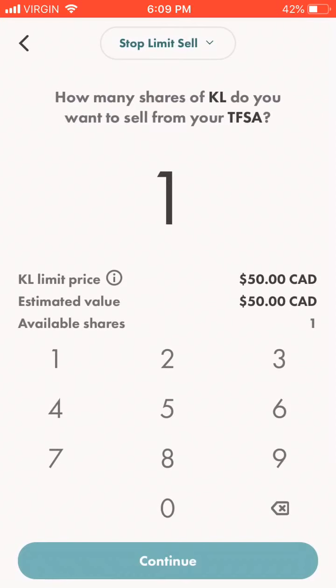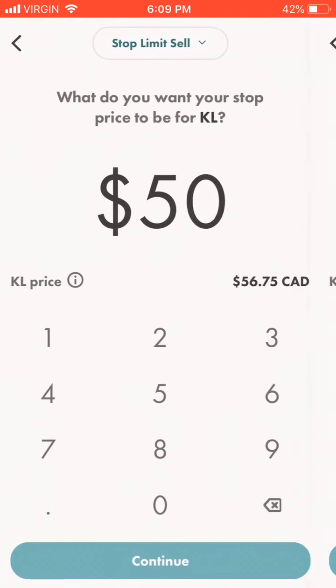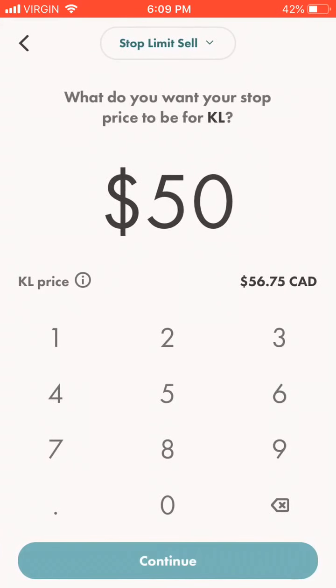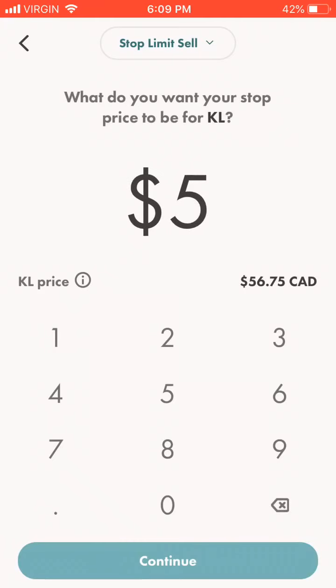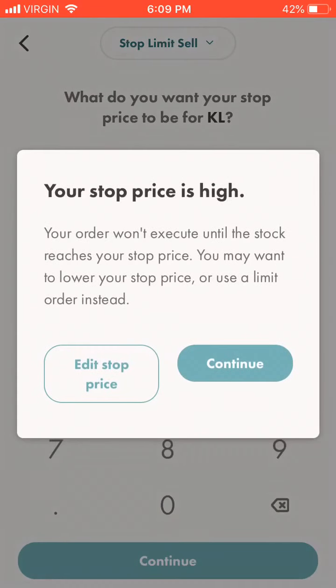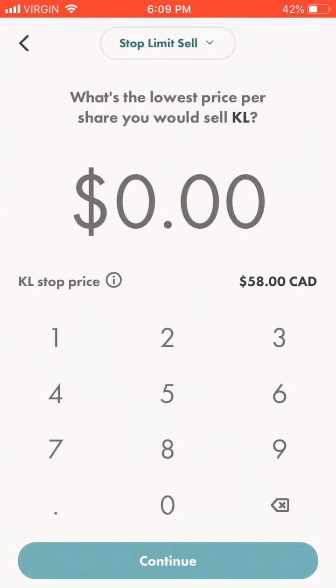If you put higher than $56.75, it won't allow you. As you can see here, let's put a 58. Your stop price is too high, it should be lower, because the main objective of stop limit sell is to cut your losses short.